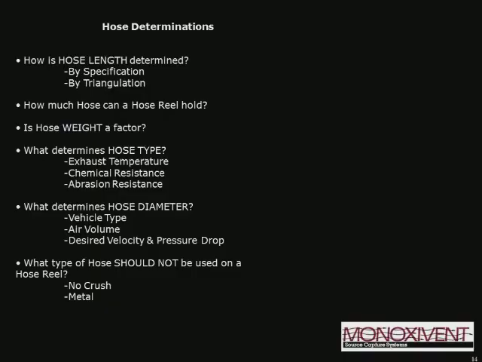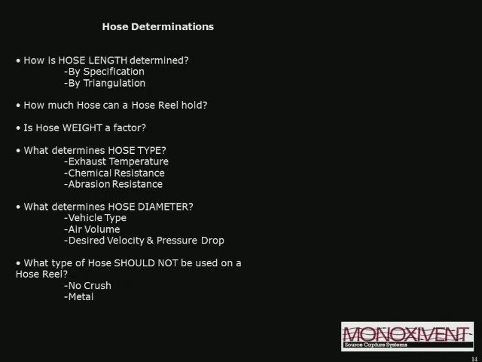Okay, hose determination. So this is, whether it's a hose reel or an overhead system, basically hose. How long do we need? Well, there's a couple of different things to think about. By specification, meaning if the engineer has already decided the length of hose, that number will be identified in there, or by triangulation, and I'll show you a slide on that to mathematically figure out the length of hose that we need.